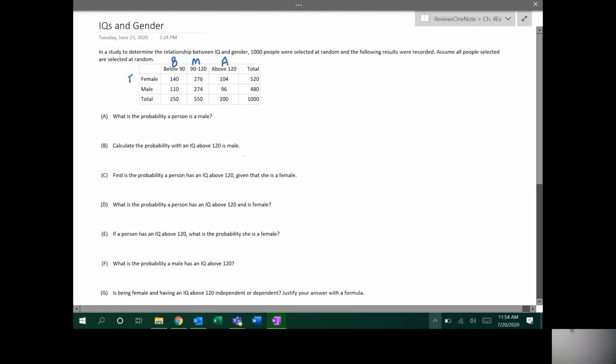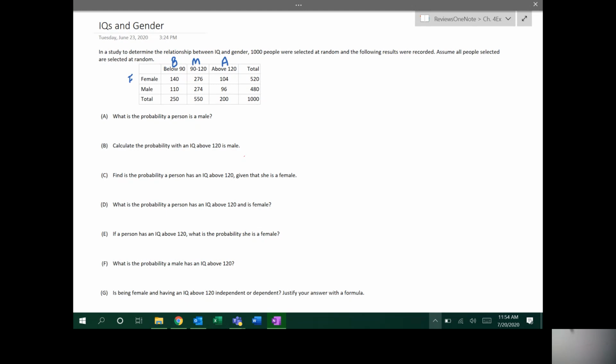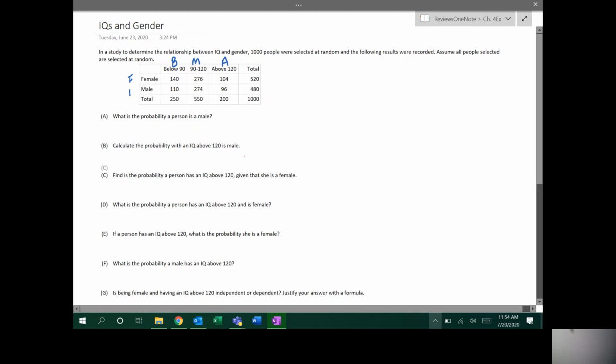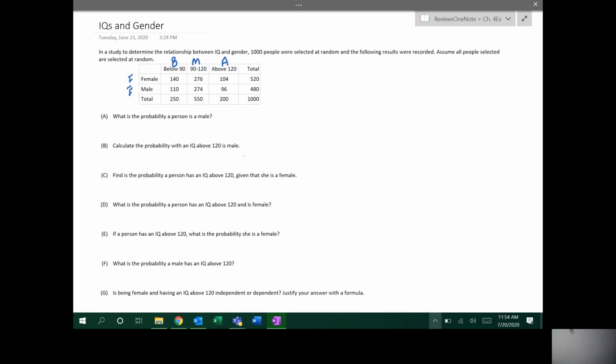And then it should seem reasonable that I'll choose F for female. One of the problems that I've created for myself is I cannot choose M for male because M is already the middle IQ scores. So I will choose F complement. And as you're going through these, I would recommend that you label what you're looking for.